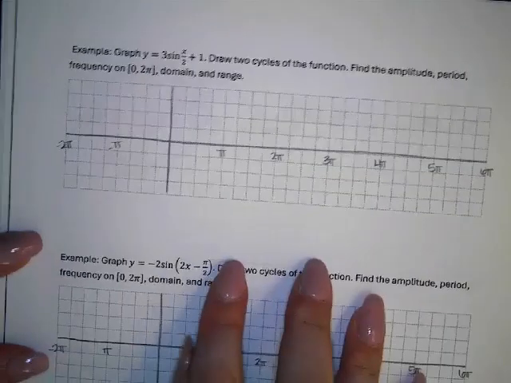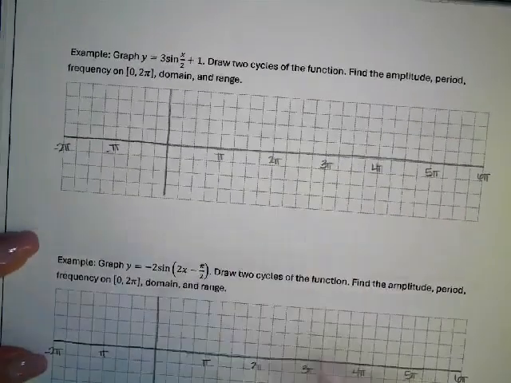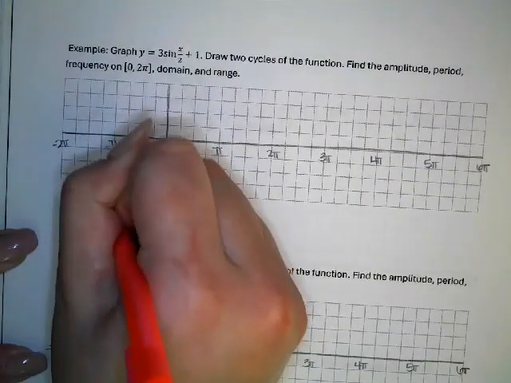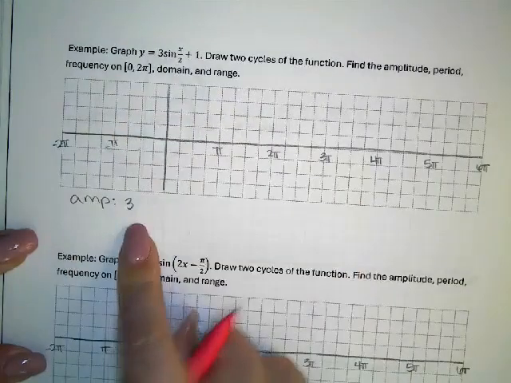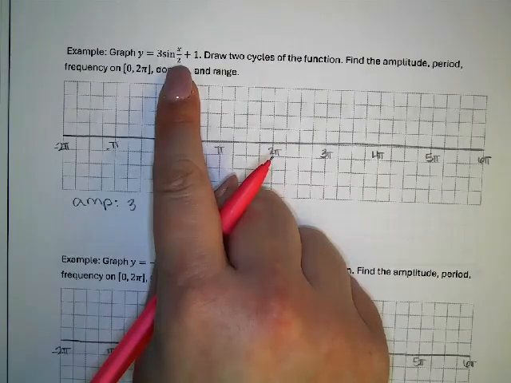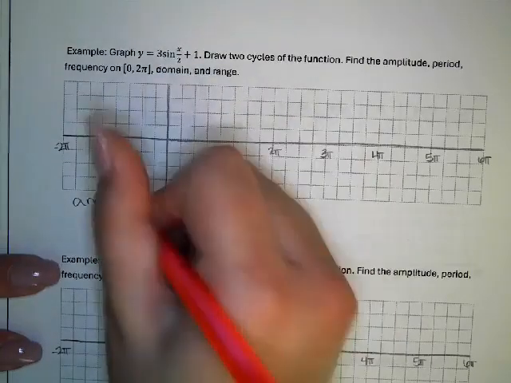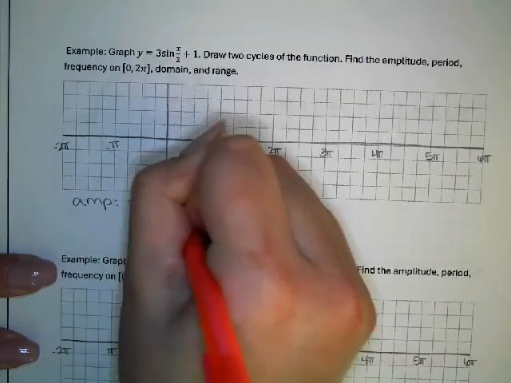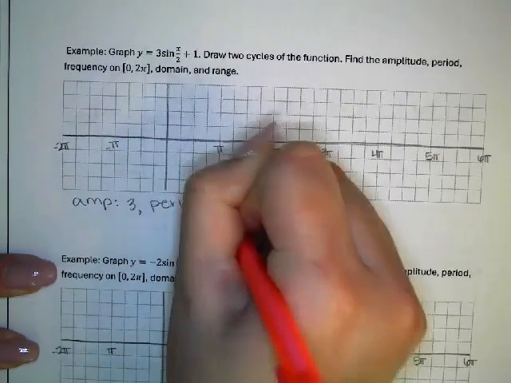All right, let's go ahead and look at this page. So here we have an amplitude of 3. We have a b value of 1/2. X divided by 2 is the same as 1/2 times x. So I'm going to say the period is 2 pi over b. So it's 2 pi divided by 1/2.